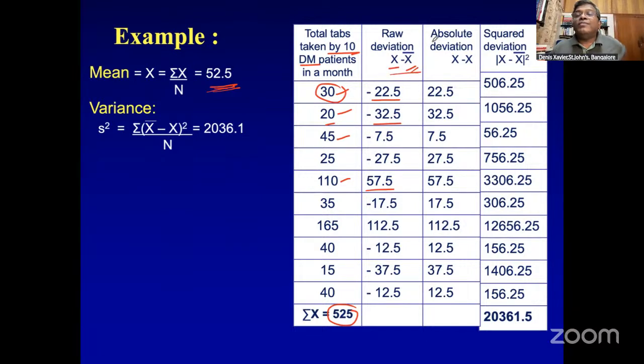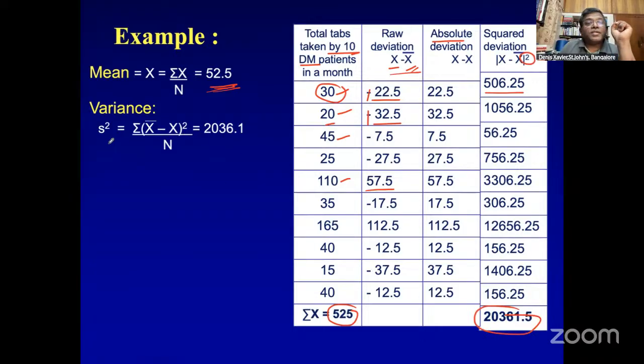Then we take the absolute deviation. We just ignore the signs. Then what we do is we square each of these. So 22.5 whole squared is 506, right? And then we total this.